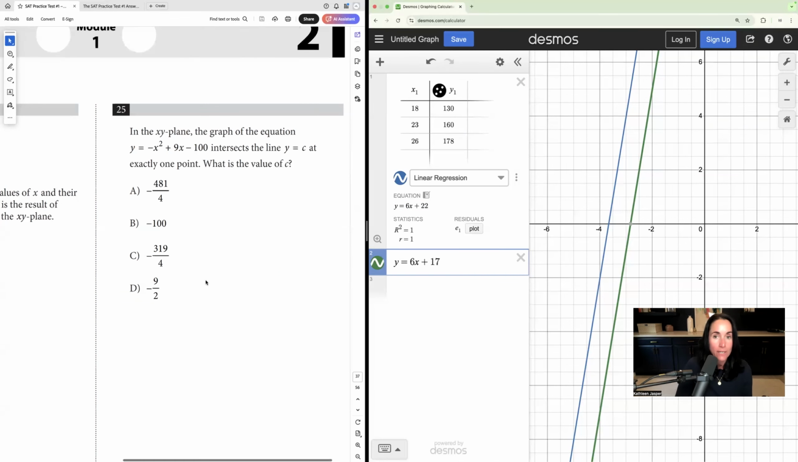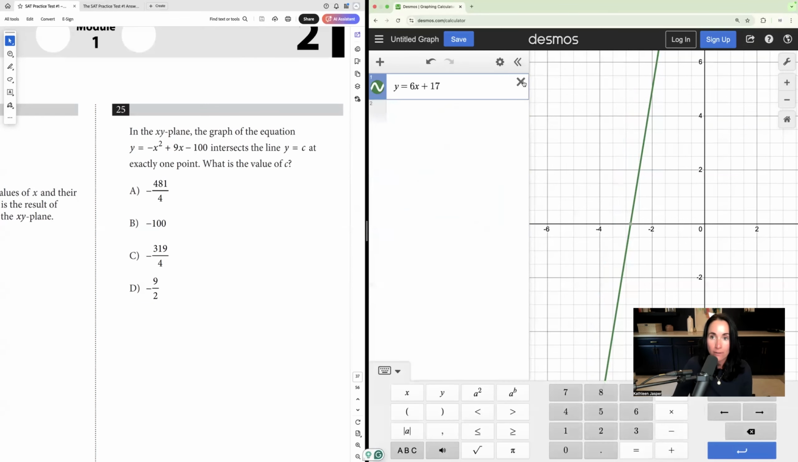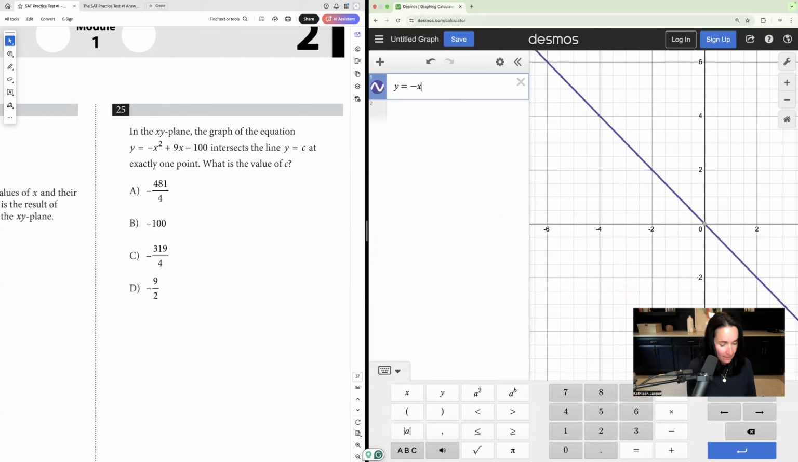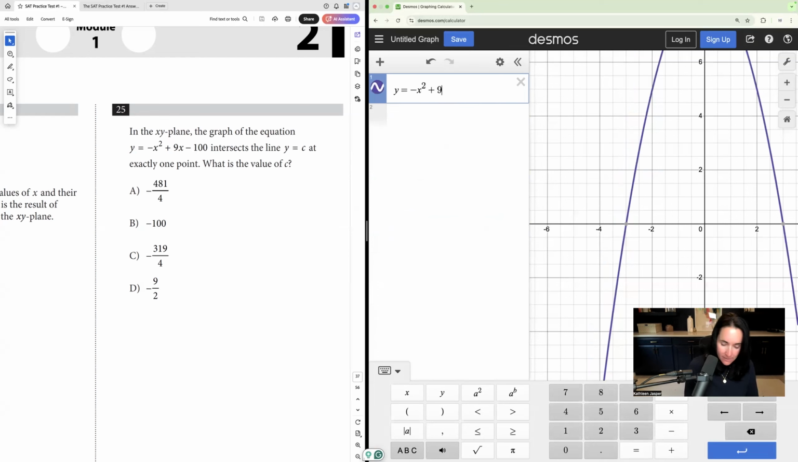Now let's have a look at number 25. Let me go ahead and clear out of here. Now you can see here I have a quadratic. And you might be like, oh my gosh, what do I do? And all my answer choices are in fraction. One is in just a negative number. Let's have a look here. Let's type it in. Y equals negative x squared plus 9x minus 100.